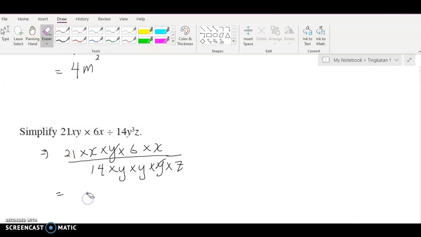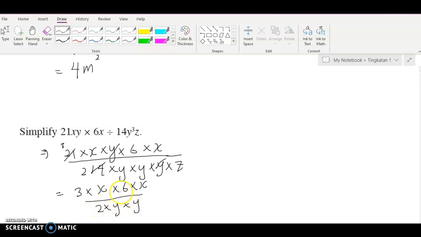I forgot about the numbers. So what happened with 21 and 14? Can you simplify it? You can simplify with number 7. 7 times 2, 7 times 3. So you should get here 3 times x, and then times 6 times x, divided by 2 times y times y.